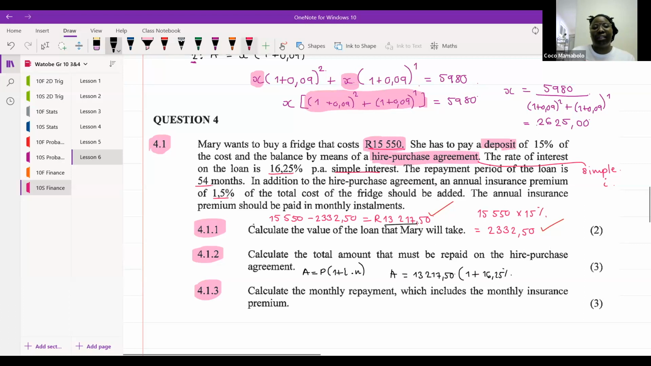But now, what is our N value? How do we figure out the N value, guys? Correct. We're going to divide the months by 12. So we're going to take 54 months and divide it by 12. How much does that give us? Correct. It gives us 4.5. So 4.5 years. So we're going to go 16.25% times 4.5 equal to, and what answer do we get there?